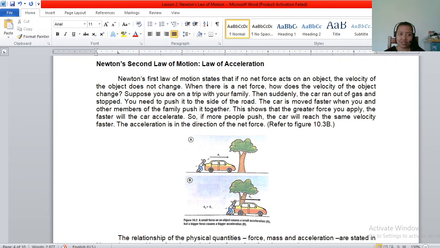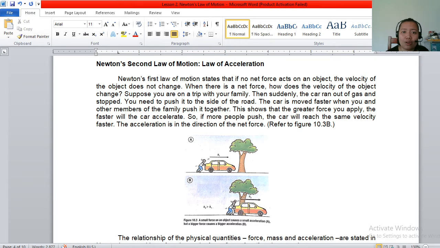So let's continue. The next law of motion is called the law of acceleration. Newton's first law of motion states that if no net force is acting on an object, the velocity of the object does not change. So, kung walang net force acting on an object, ang velocity ng object does not change. When there is a net force, how does the velocity of the object change?